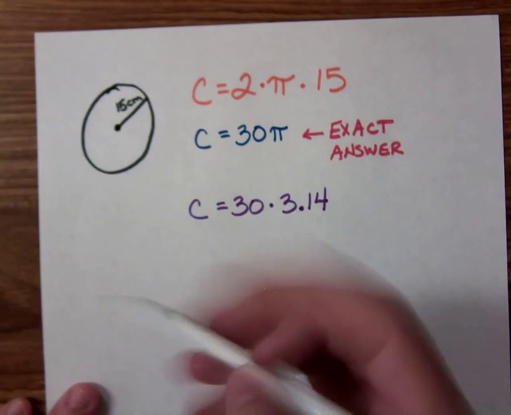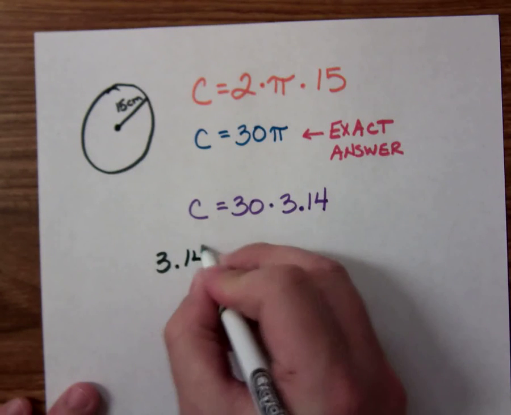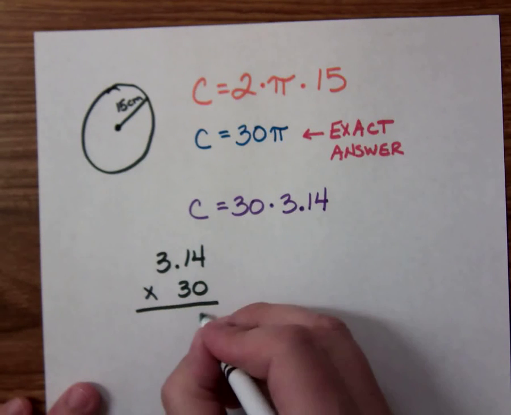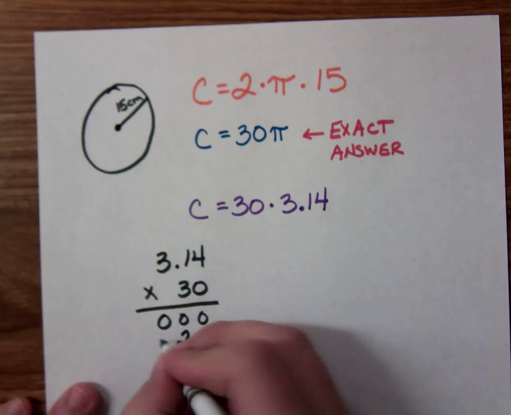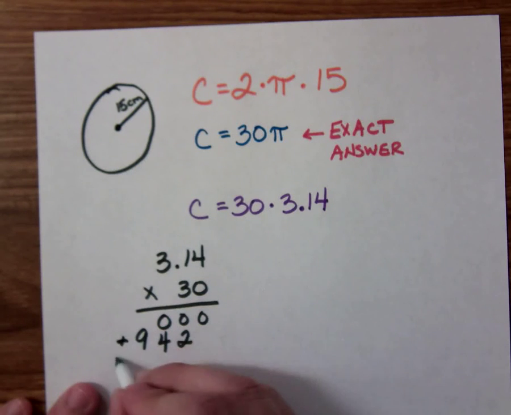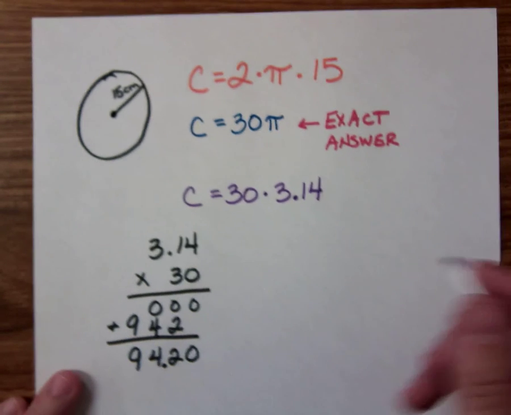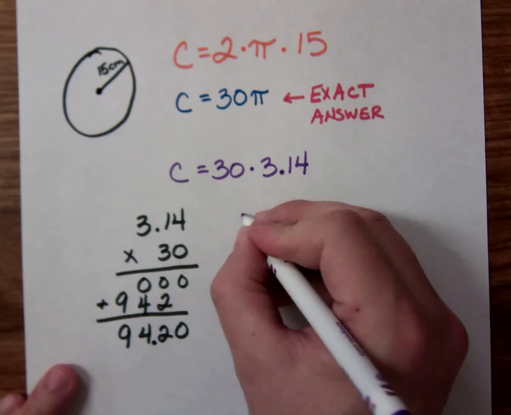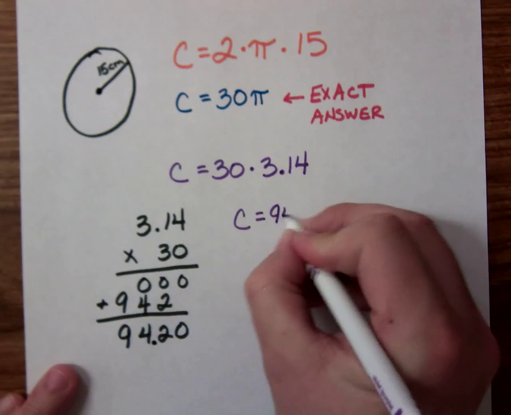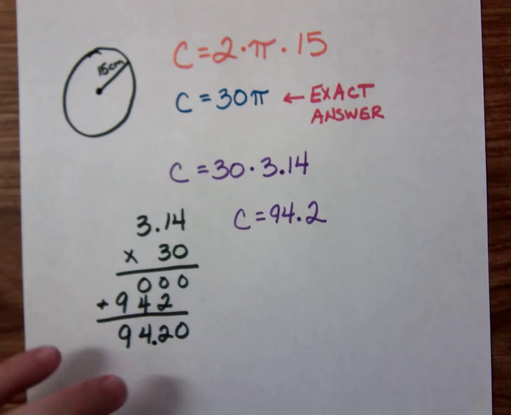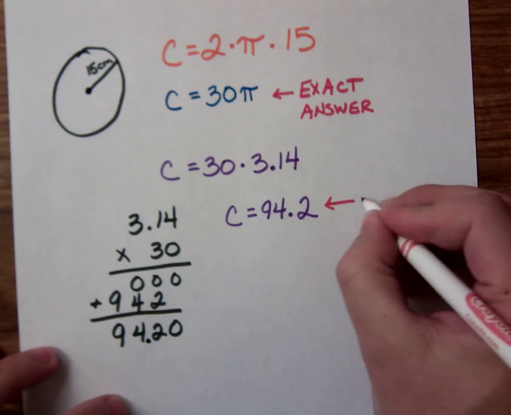Okay? So let's go ahead and work that out. 3.14 multiplied by 30. Okay, the top's going to be all zeros. Okay, so I get 94.2. Is that what you people with calculators got? 94.2? Check my answer, please. 94.2 is the approximate answer.